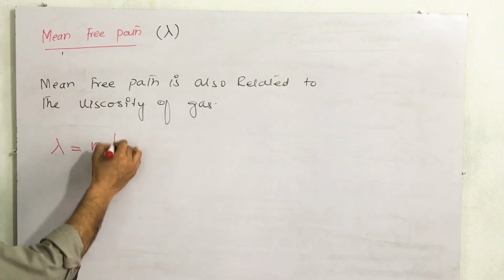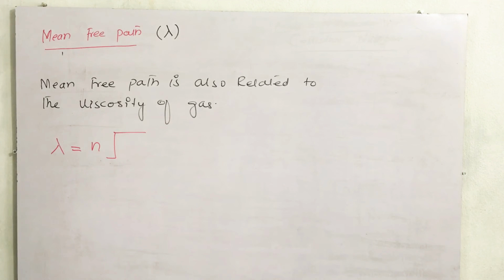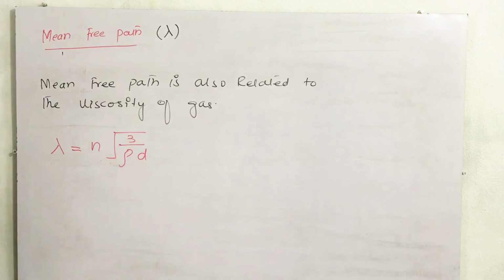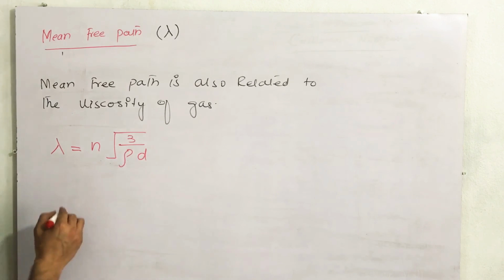eta, and what is the viscosity formula? 3 by rho and d. This is the formula. P is the pressure of the gas, D is the density of the gas, and eta is the coefficient of viscosity of gas.